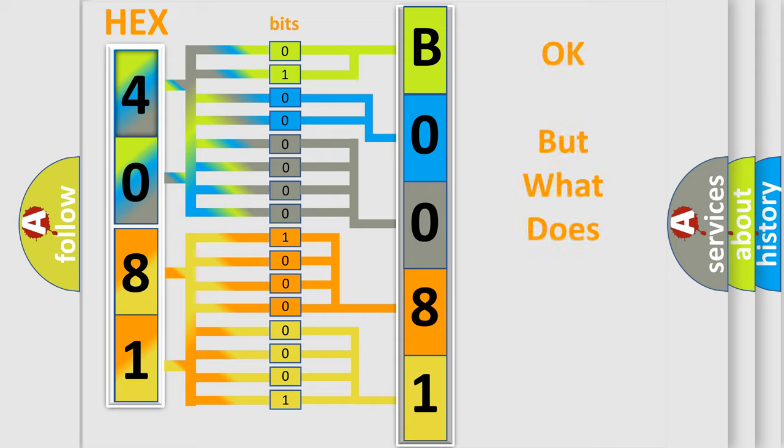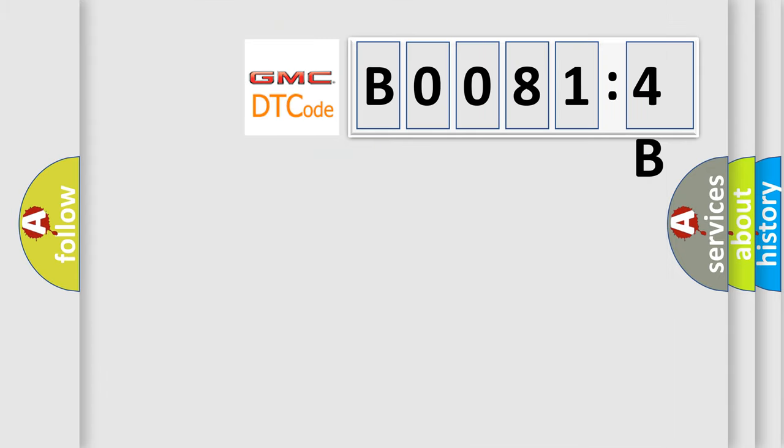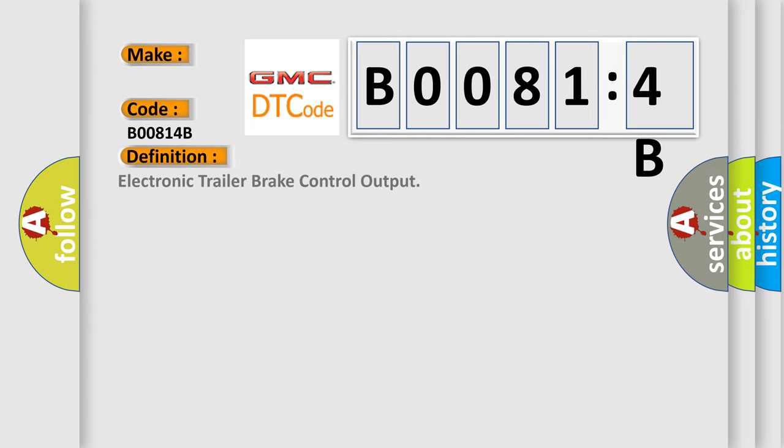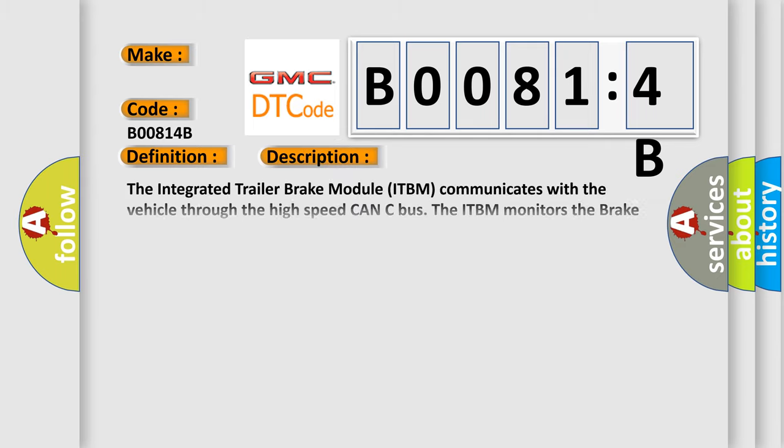The number itself does not make sense to us if we cannot assign information to what it actually expresses. So, what does the diagnostic trouble code B0081-4B interpret specifically for GMC car manufacturers? The basic definition is electronic trailer brake control output. And now this is a short description of this DTC code.